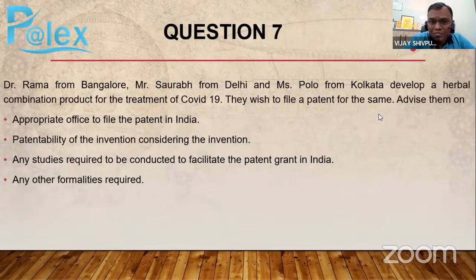Question 7 now. Dr. Rama from Bangalore, Mr. Saurabh from Delhi, and Miss Polo from Kolkata develop a herbal combination product for the treatment of COVID-19. They wish to file a patent for the same. You have to advise them on the appropriate office to file the patent in India. They want to file as joint applicants, as in inventors.